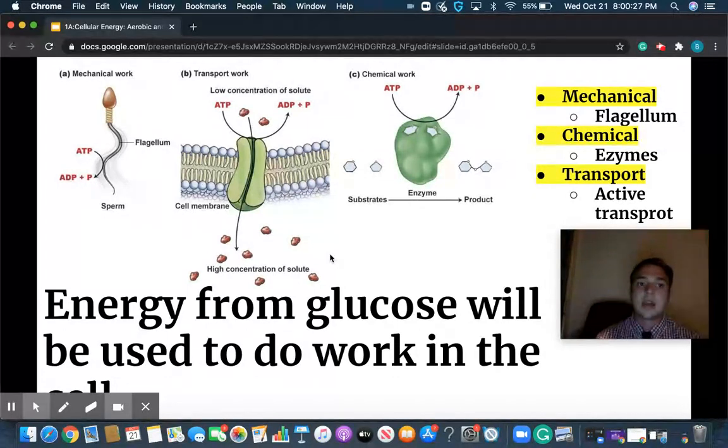So one example is the mechanical work shown up here in the top left. And what ATP is used for in this case is to actually move the tail of the sperm, or that flagellum, to allow motion in that cell. Now, in example B, transport work, this refers back to the idea that active transport uses energy, and in this case it's ATP, to move different substances across the membrane. So that would be one example of transport work. And then the final example, chemical work, would be how ATP can be used within enzymes to speed up the rate of reaction, as well as lower the activation energy for that overall reaction.